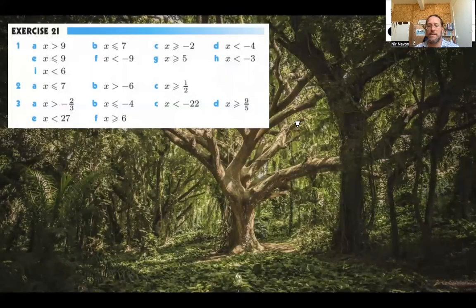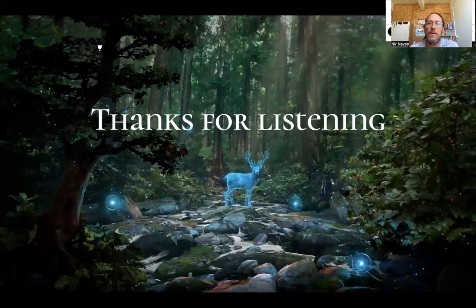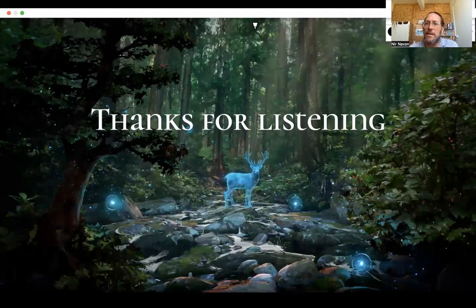Final solutions, good luck. Linear inequalities, linear equations, inequality sign, we saw the different signs. Interchanging the sides, moving one term to the other side, reverses the inequality sign, changing it from more than, greater than, to less than. Negative, and solving for x. Good luck. Practice and see that it works for you.